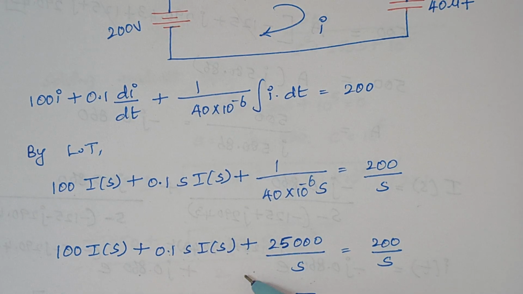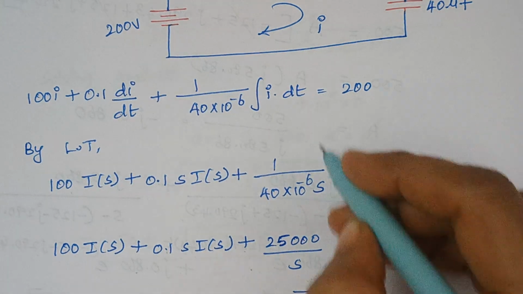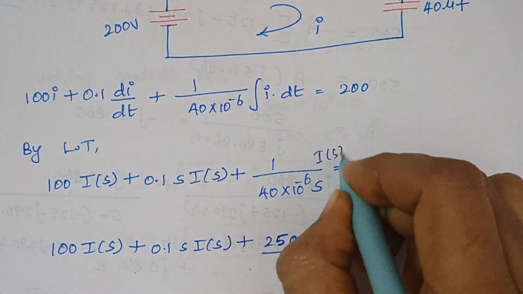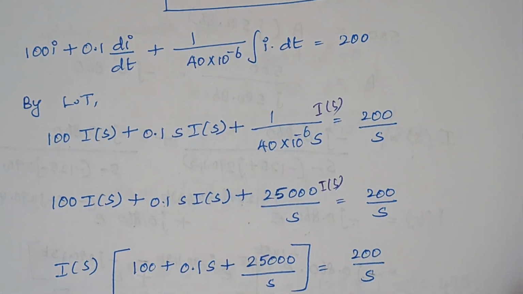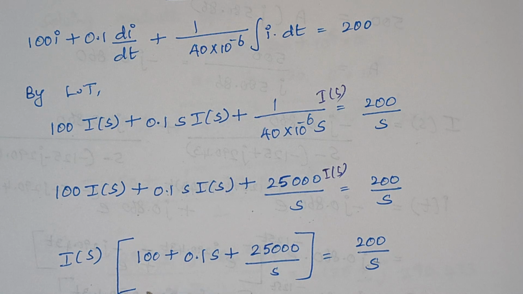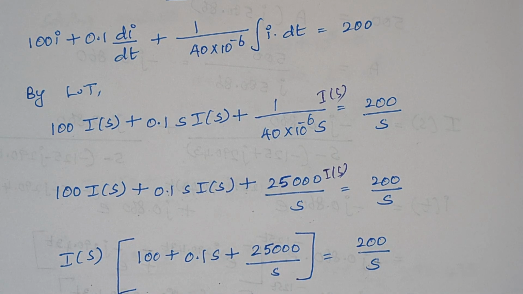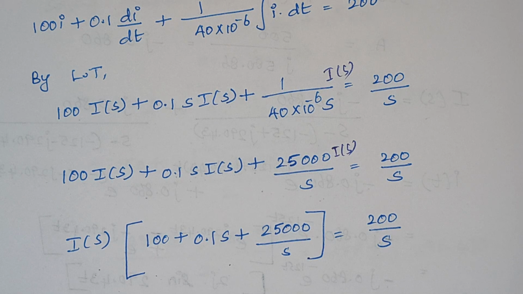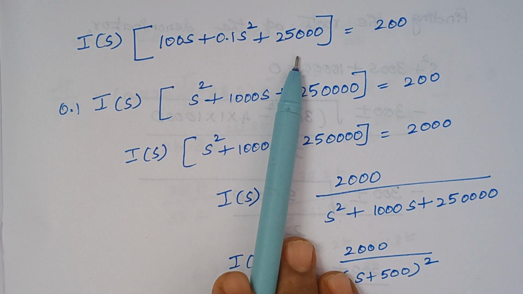So here in this case I am going to take I of s commonly outside, right? Sorry, here I have missed I of s, so I am going to take I of s outside. Once you take I of s outside, this is our expression. So now we are going to take LCM. Once you take LCM, this is our expression here.